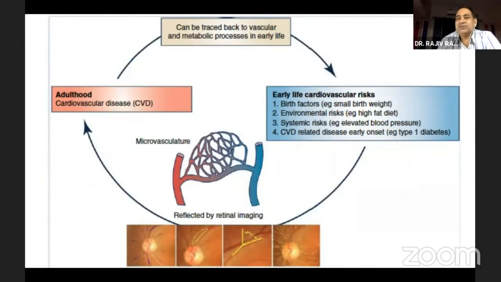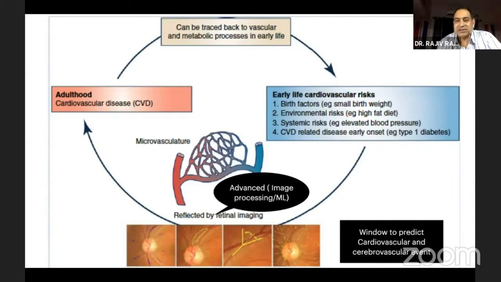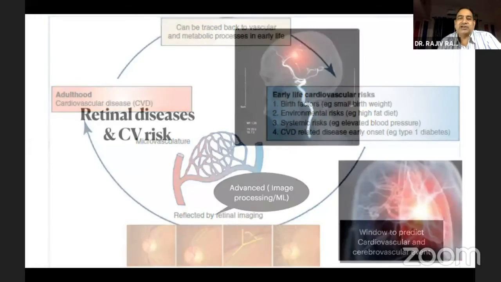Another window, I would say, is when in early life we have a lot of cardiovascular events, again, like small birth weight and environmental factors. All these are later reflected in retinal imaging, I would say more as advanced retinal imaging, where people have used machine learning and image processing to look at these changes. And then they come to adulthood, and in adulthood they have a risk of cardiovascular disease. This is the second window. So by two ways, we can try to look at the risk of cerebrovascular and cardiovascular disease.